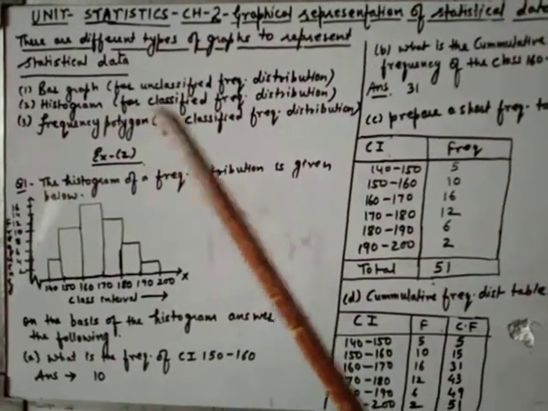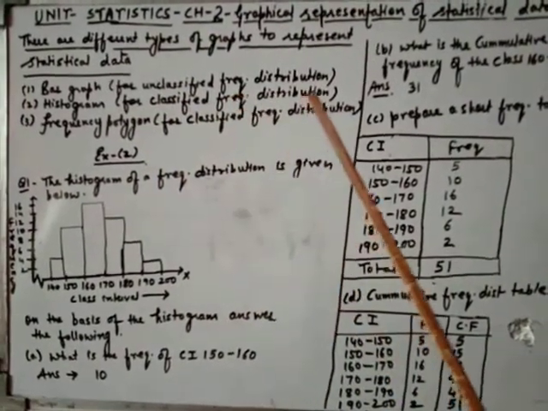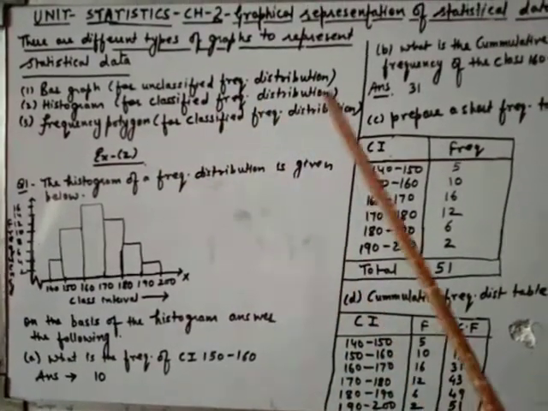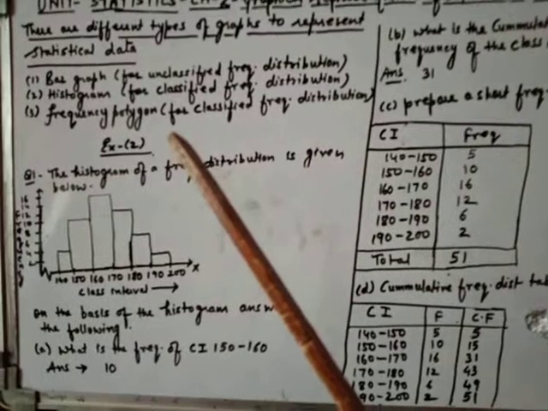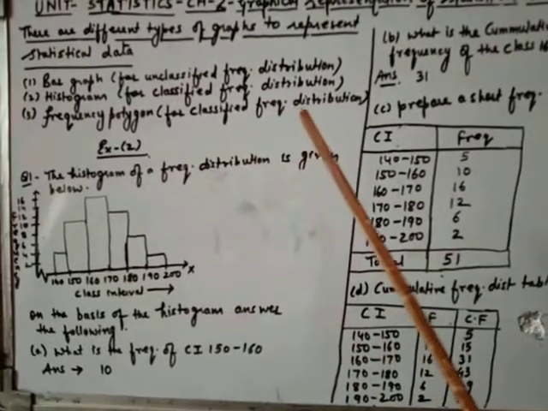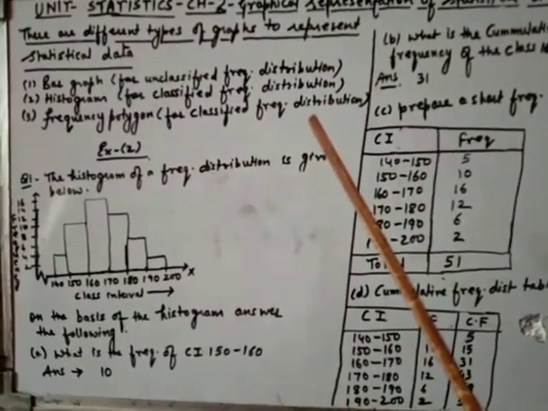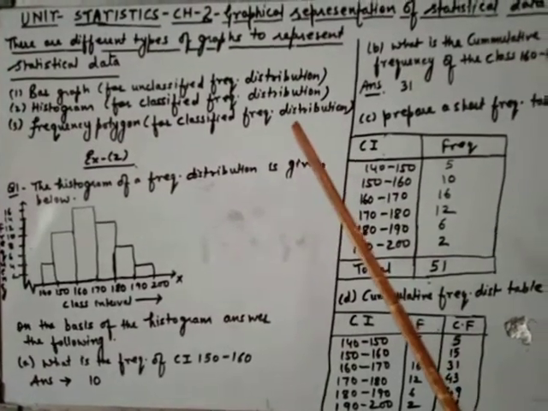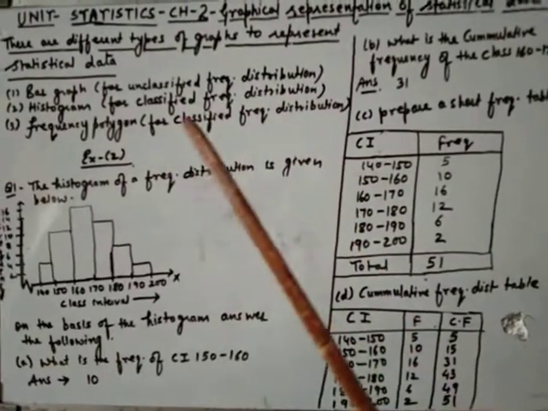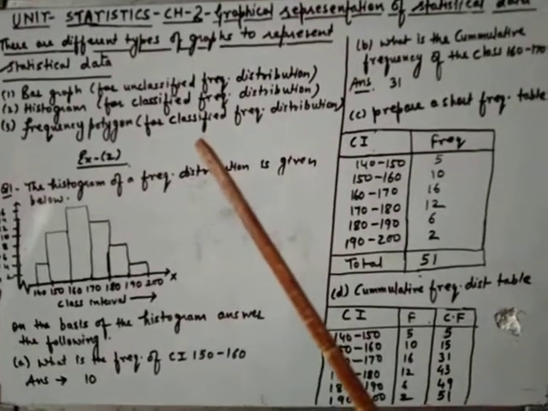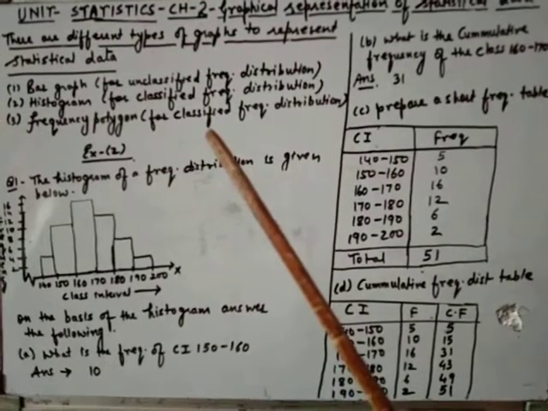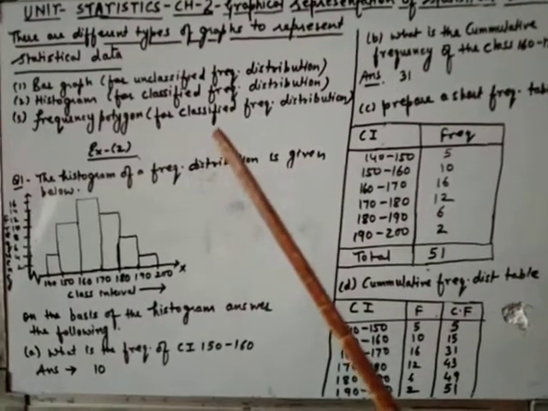Now there are 3 different types of graph to represent this statistical data. First one is bar graph for unclassified frequency distribution. Second one is histogram for classified frequency distribution, and third one is frequency polygon for classified frequency distribution. Clear? Now we see exercise 2, in which we see all these 3 graphs, how to draw and how to calculate the frequency and the cumulative frequency of the given data.